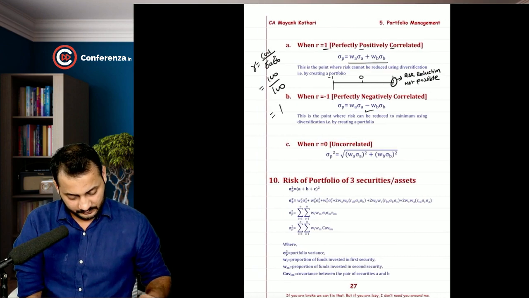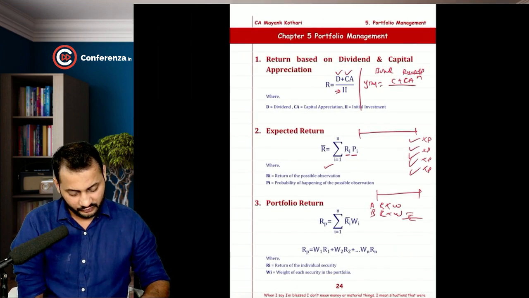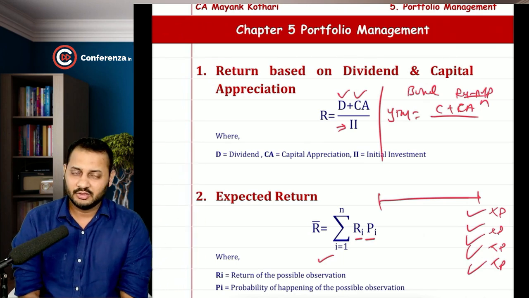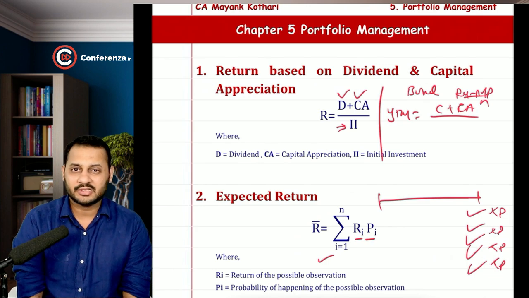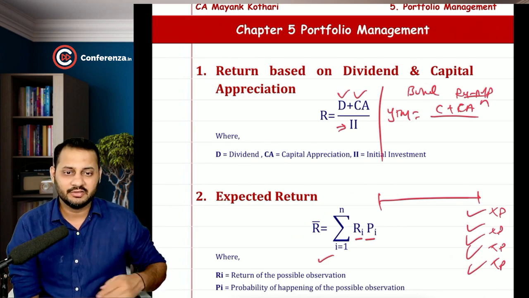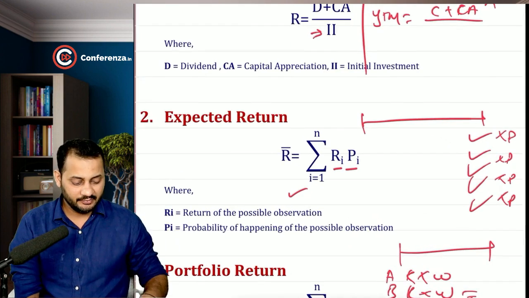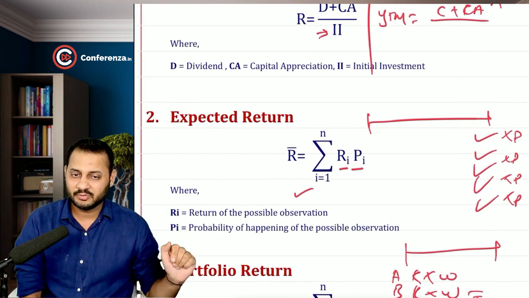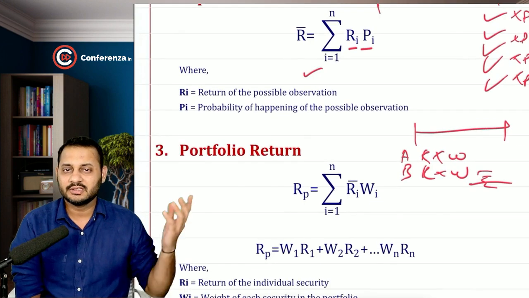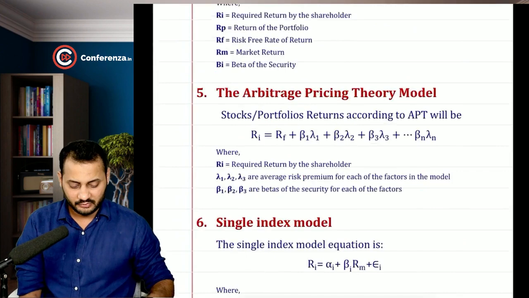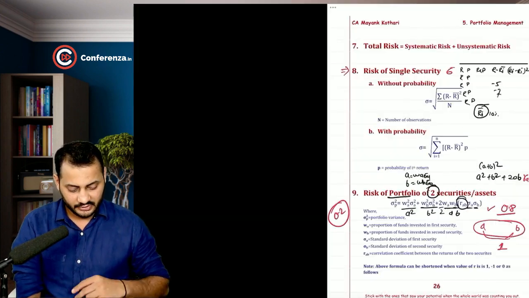Have a look. I will just go through all the formulas first. We have seen this formula of return, single security return: dividend plus capital appreciation divided by the initial investment. With probability, return is summation of Ri into Pi. Ri means the return, and then multiplication of the probability. Portfolio return is the weighted average return. Easy. Fourth return, CAPM, we are yet to come to this point, so I'm just going to leave this.